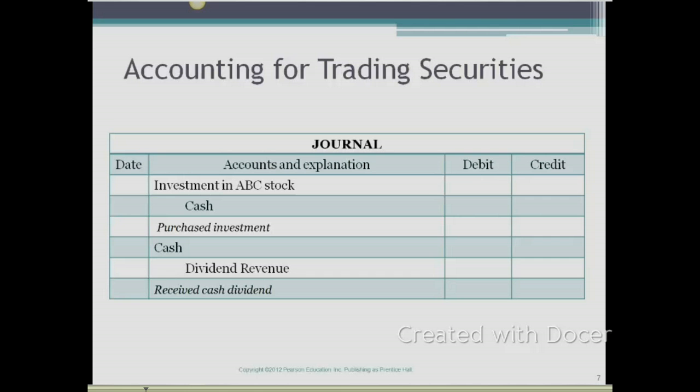When we are accounting for trading securities, you're just going to follow your basic debit credit rules. Whenever you purchase an investment, you're going to debit the investment, credit cash, and then if they pay a dividend, it's dividend revenue to you, so you're going to debit cash, credit dividend revenue for the amount of cash dividends that they pay you. But we'll take a more detailed look at this with an example in a few minutes.